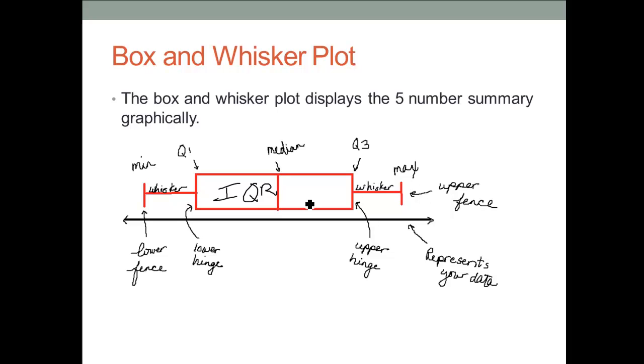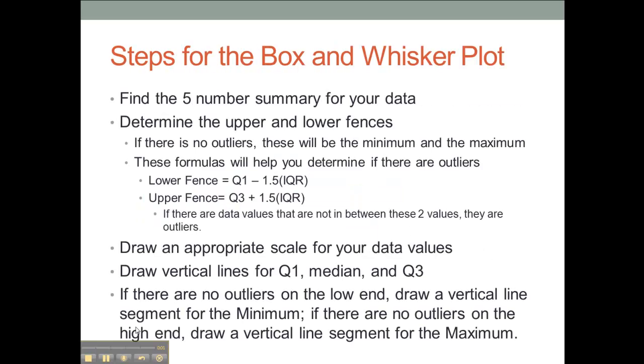If there are outliers in the data set, which I'm going to do a second video on building a box and whisker plot with outliers, those would be our values that we find for the lower and upper fence, which I'm going to show you how to do. Our upper and lower hinges are our quartiles, and here's a number line with a scale that represents all possible data points. Steps for the box and whisker plot. First, you need to find your 5-number summary.